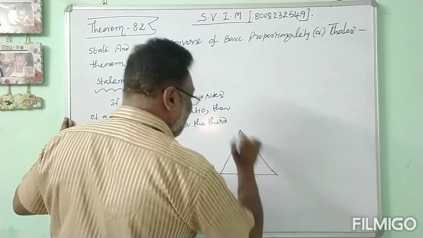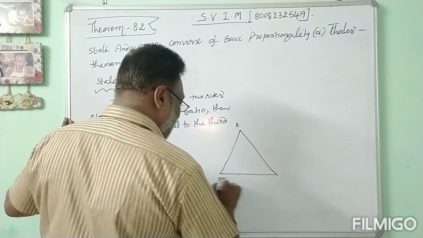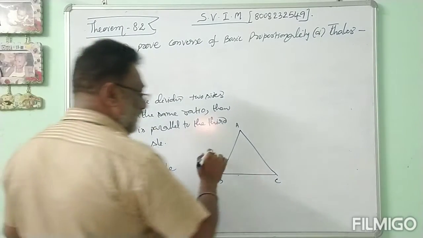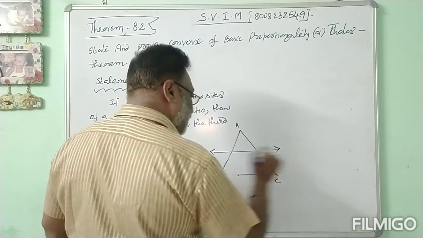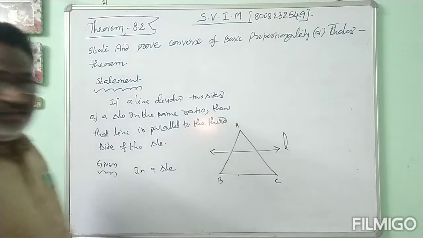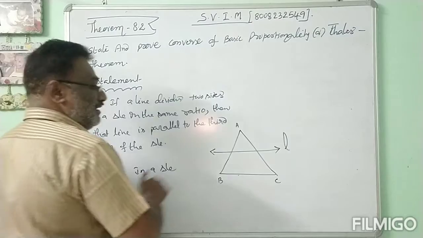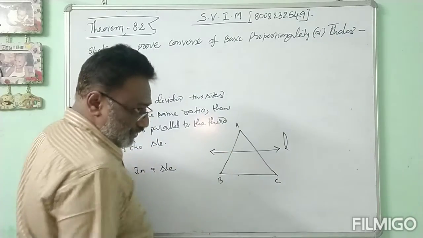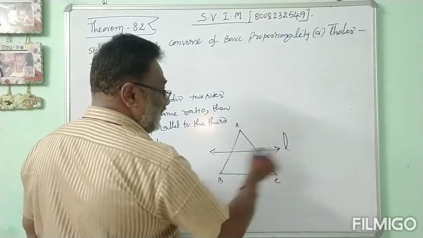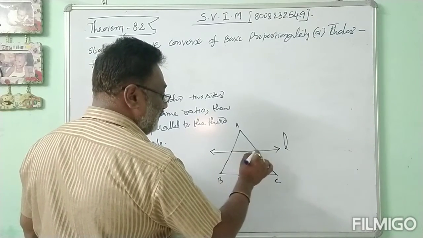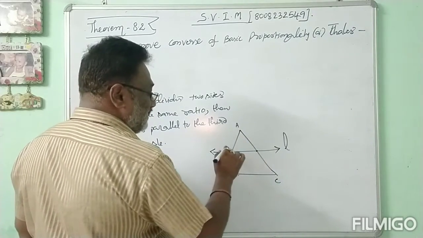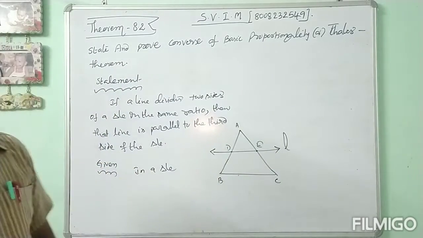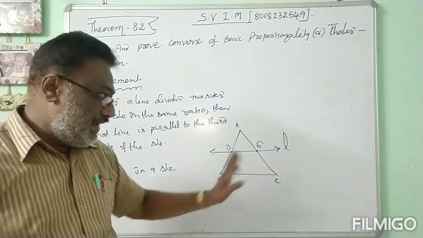I am drawing the triangle as ABC. In this triangle, one line you need to take. That line here also I am taking as L. That line L divides these two line segments in the same ratio. Let this line L meet these two line segments in two distinct points. The two distinct points I am taking here as D and E.